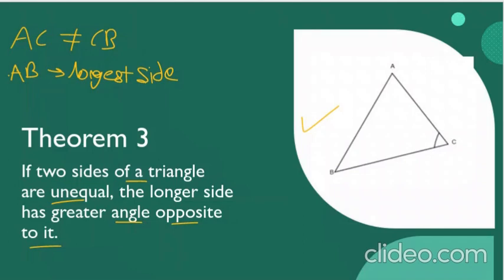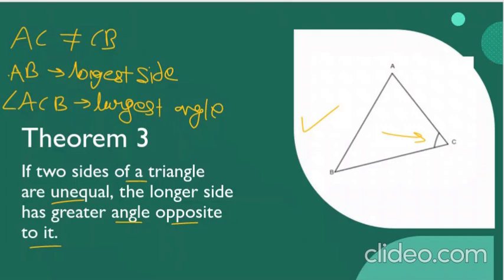Now, which is the angle opposite to AB? Angle opposite to AB is angle ACB, correct? So, angle ACB is nothing but the largest angle. It will be the largest or the greatest angle. Why? Because it is opposite to the longest side. So when will this be applicable? It will be applicable only when you have two unequal sides. So when I have two unequal sides, the angle opposite to the longer side will be the greatest angle.